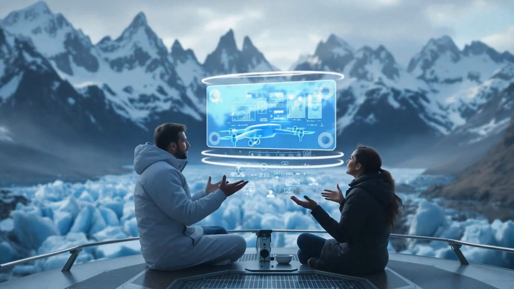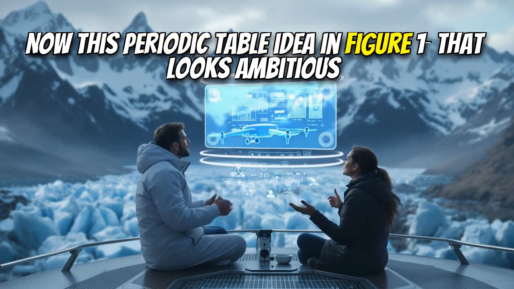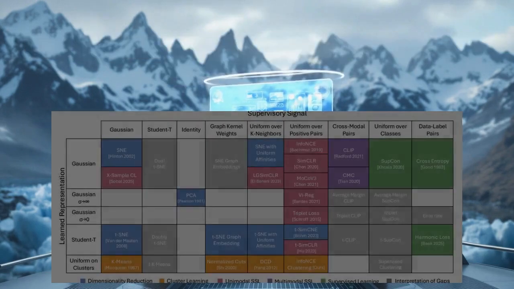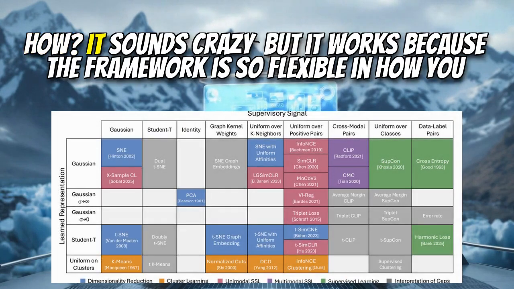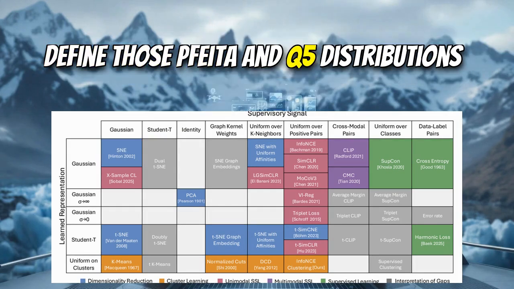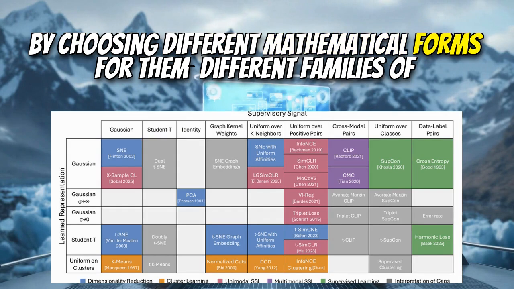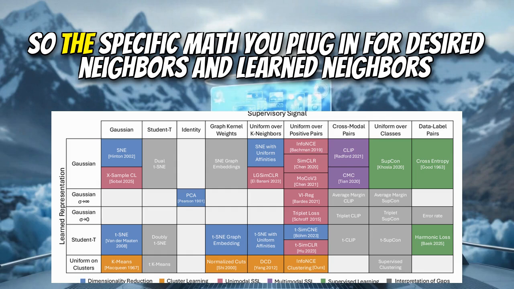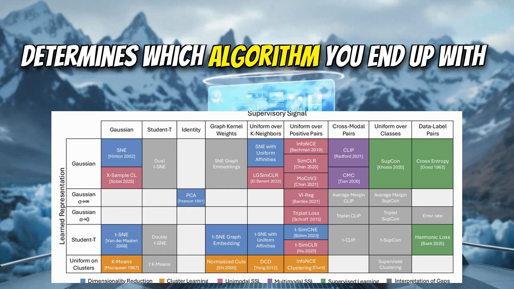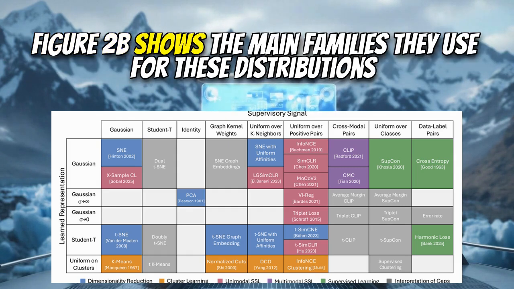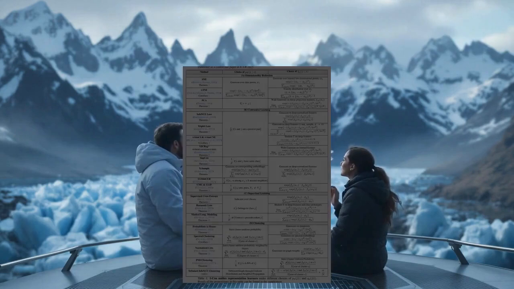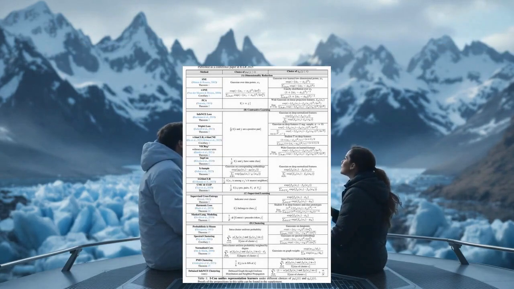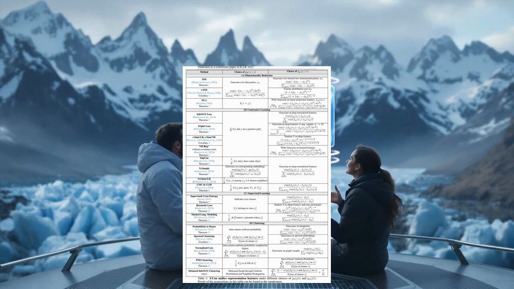Okay, that makes sense. Now this periodic table idea in Figure 1, that looks ambitious. Unifying 23 methods, how? It sounds crazy, but it works because the framework is so flexible in how you define those P theta and Q phi distributions. By choosing different mathematical forms for them, different families of distributions, you can recover all these different algorithms. So the specific math you plug in for desired neighbors and learned neighbors determines which algorithm you end up with. Exactly. Figure 2b shows the main families they use for these distributions: spatial, discrete, cluster, and graph. Each one captures a different kind of relationship. Let's break those down a bit.